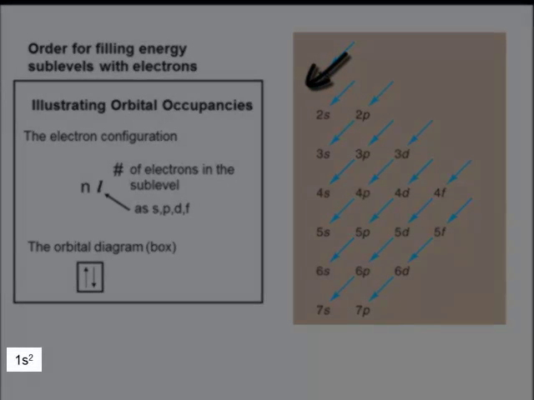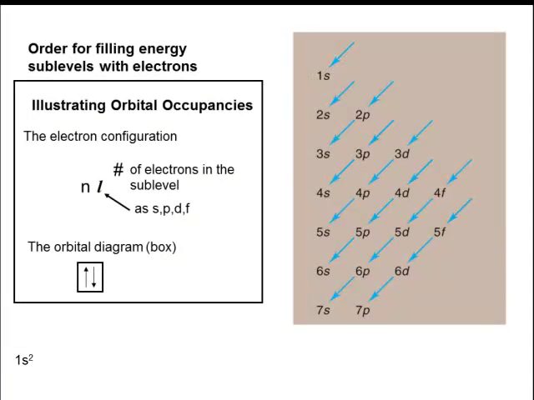I start with 1s and fill it up. It can hold 2 electrons at most, so 1s2. I then go to the next arrow and follow it to 2s. It can hold 2 electrons, so 2s2. Go to the next set of arrows. Next on the list is 2p. P can hold 6 electrons, followed by 3s, which can hold 2. Go to the next arrow. I go to 3p, 6.